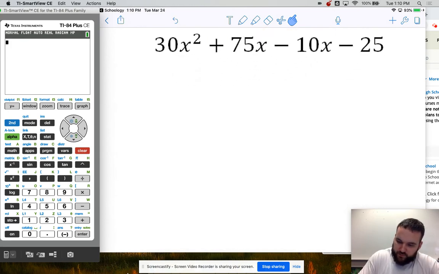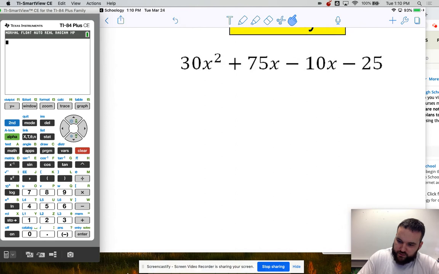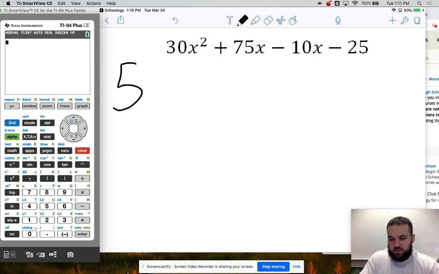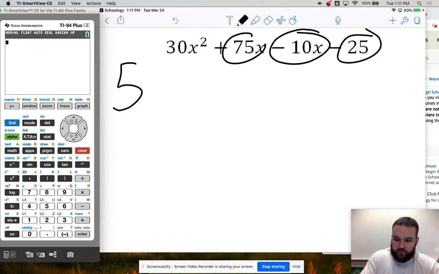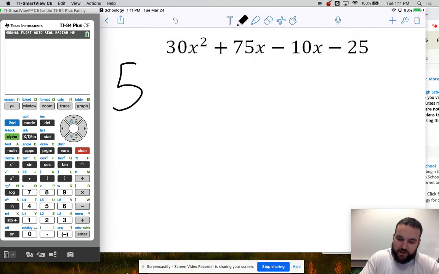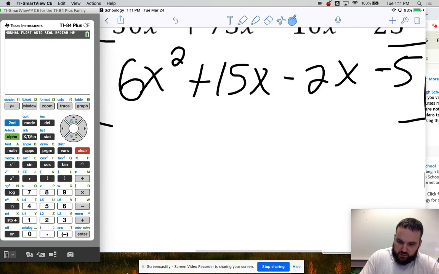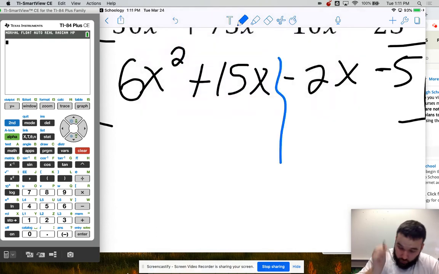Okay, so these 4 terms all end in 0s and 5s. So that means 5 is going to be a GCF. And 5 is indeed the biggest number because I can't take 10 from all 4 of these values. So 5 is what I divide every term by. So this gives me 6x squared plus 15x minus 2x minus 5. Now again, I'm going to zoom in and just focus on what's inside the brackets here, and now I'm going to split.